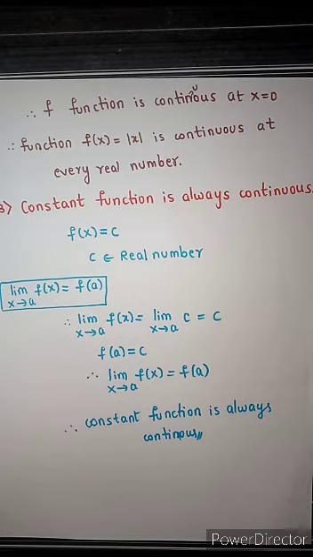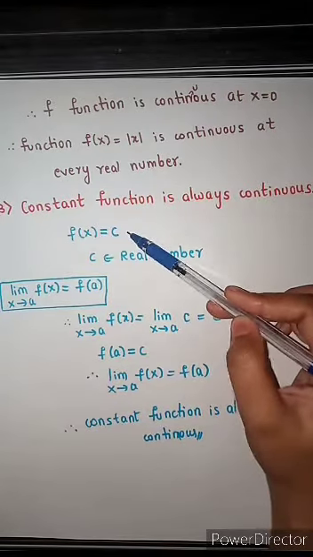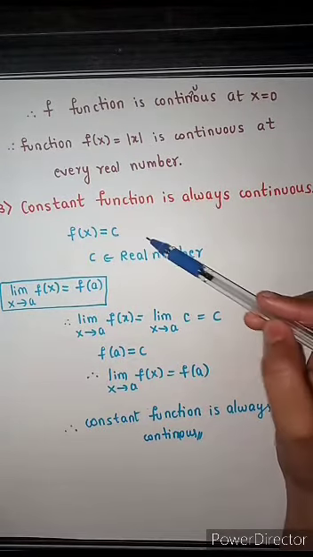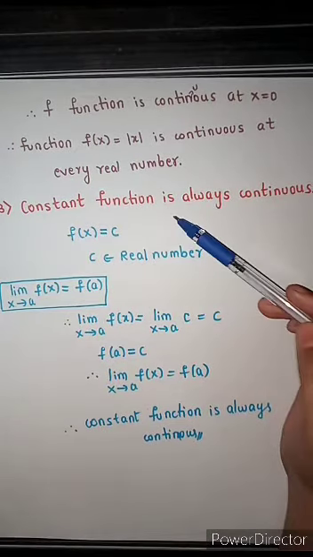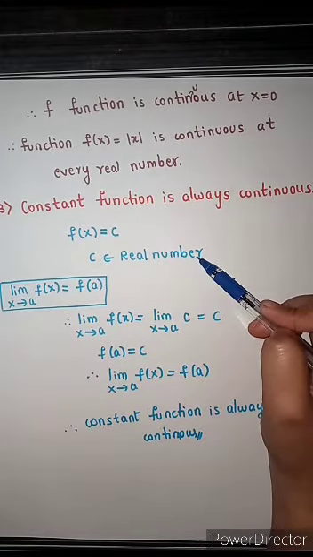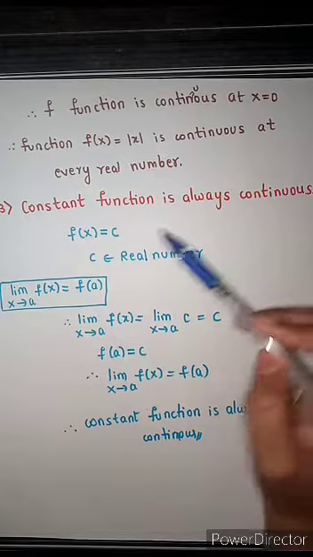Now the constant function means what? It is like y equals 1, or y equals 30, or y equals 10, or y equals minus 10. So basically f of x is equal to c. If I am considering f of x equal to c as my constant, then what is its domain? What is the domain of this function? Domain is nothing but the real numbers.